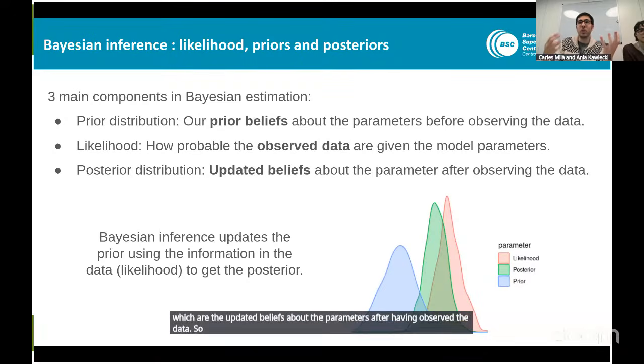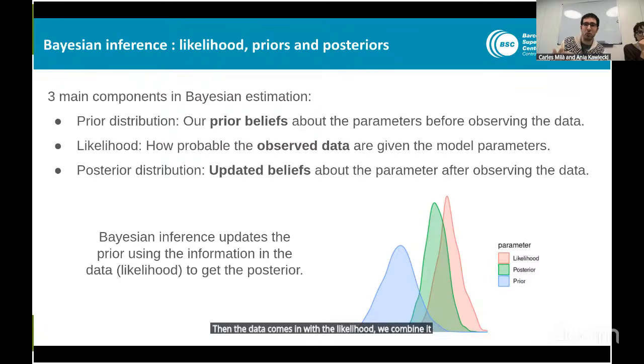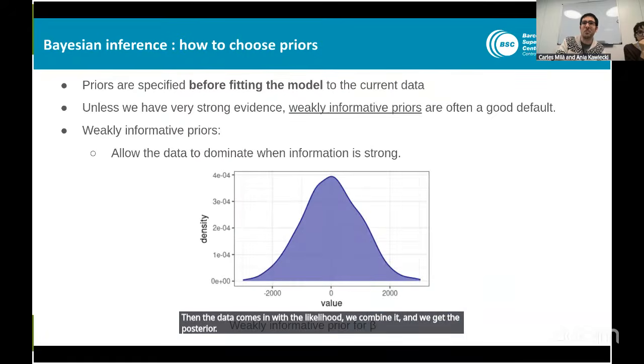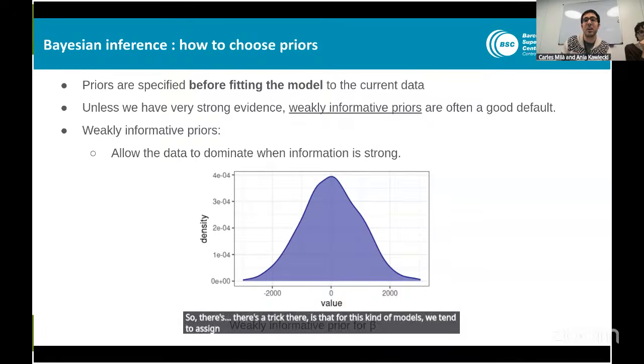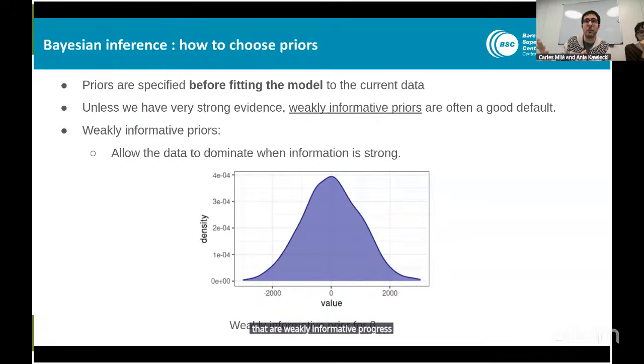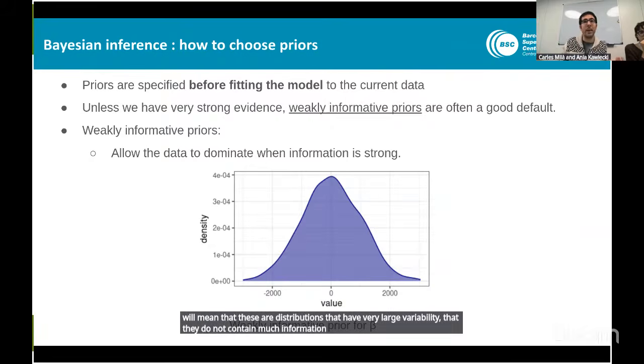So again, what we do is to assign a prior distribution to all of the model parameters before the data. Then the data comes in with the likelihood, we combine it, and we get the posterior. So you might be wondering, okay, how do we assign prior distributions before having seen the data? There's a trick there: for these kinds of models, we tend to assign weakly informative priors. By weakly informative, we mean that these are distributions that have very large variability, that do not contain much information, and then they will let the data dominate in most of the cases.